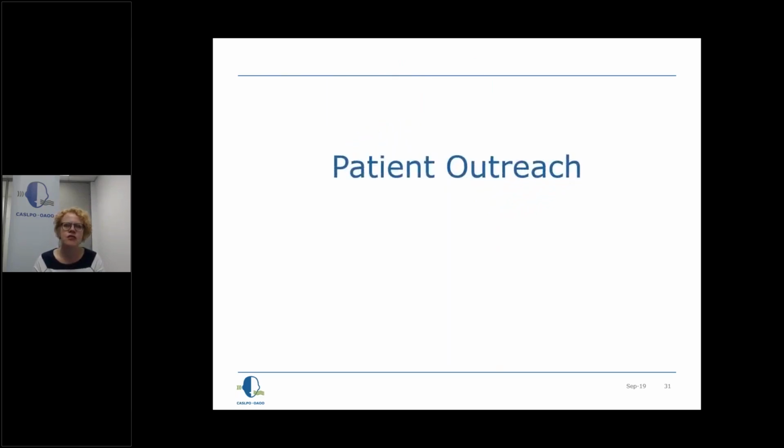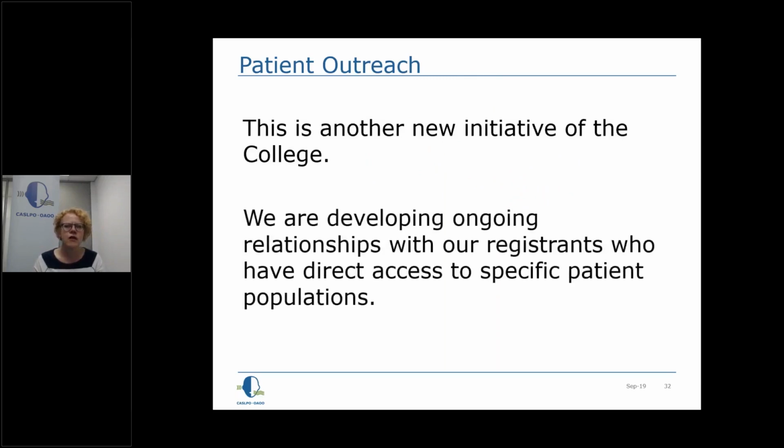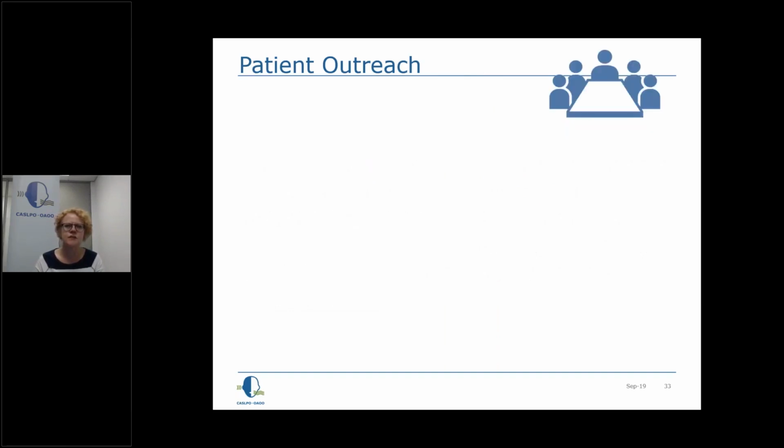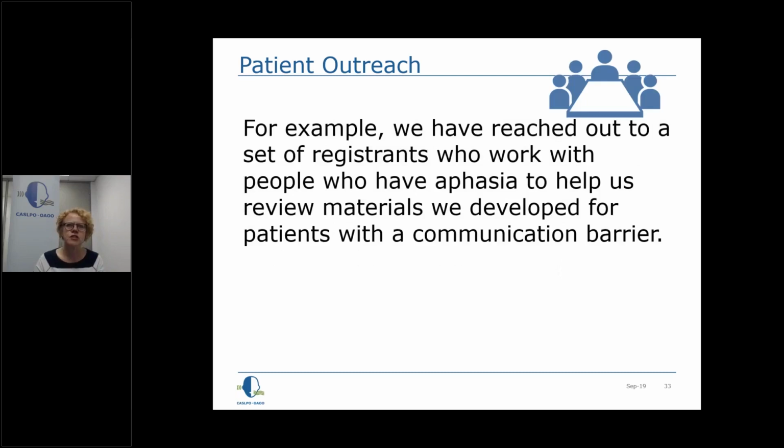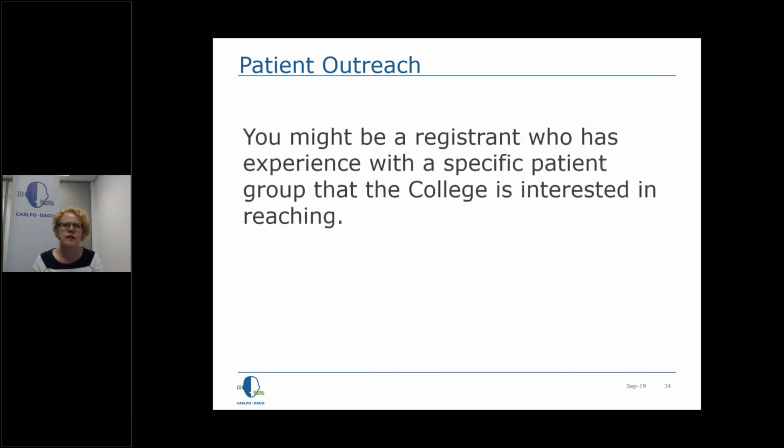Finally, patient outreach. This is another new initiative of the college. We are developing ongoing relationships with our registrants who have direct access to specific patient populations. For example, we've reached out to a set of registrants who work with people with aphasia to help us review materials we developed for people with this type of communication barrier. We'll maintain a list of those registrants who are willing to help us reach their patient population directly.